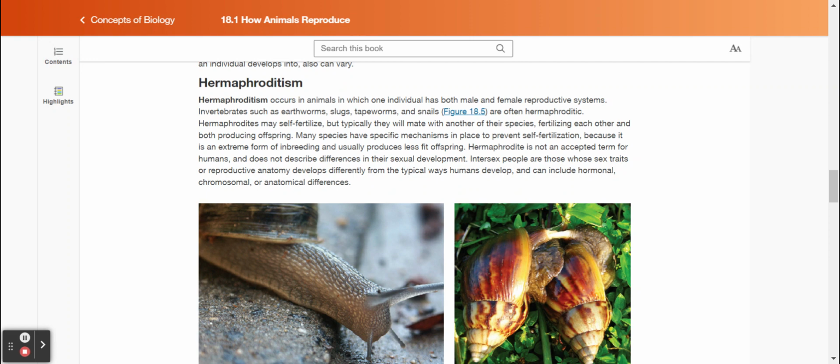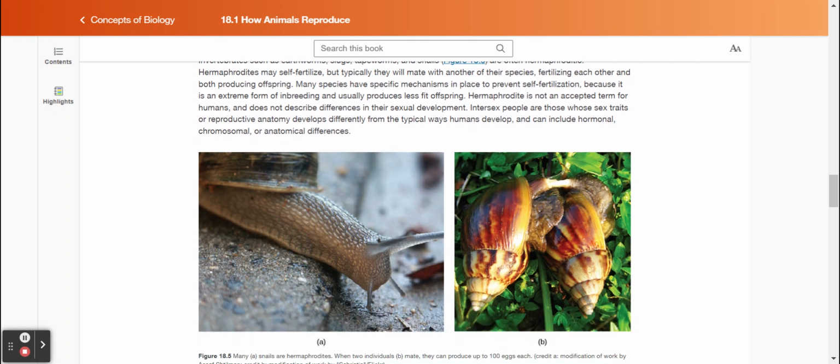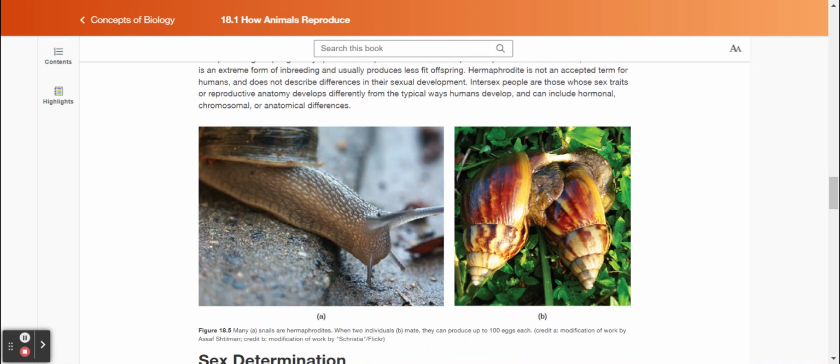Hermaphrodite is not an accepted term for humans and does not describe differences in their sexual development. Intersex people are those whose traits or reproductive anatomy develop differently from the typical ways humans develop and can include hormonal, chromosomal, or anatomical differences.